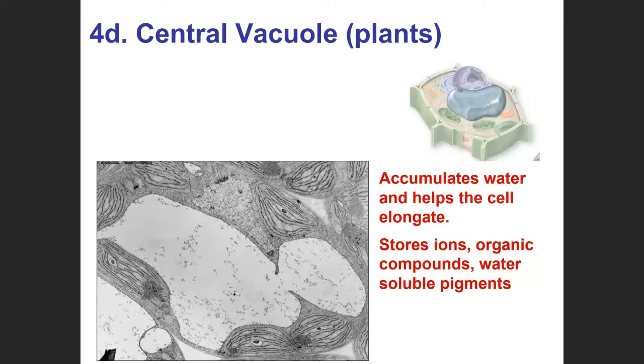We do have also the central vacuole. It's only for plants. This central vacuole accumulates water and helps the cell elongate. It stores also ions and some nutrients, some organic compounds, and some soluble pigment.